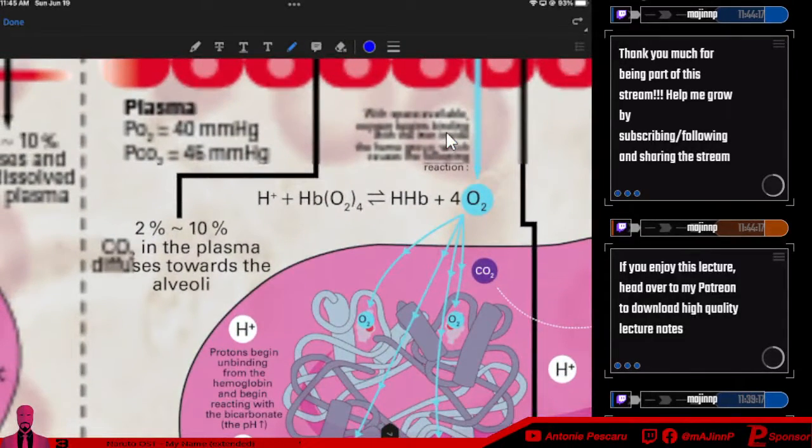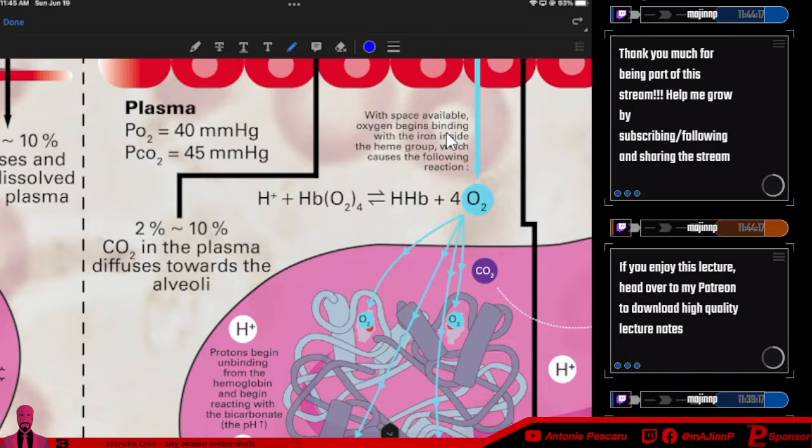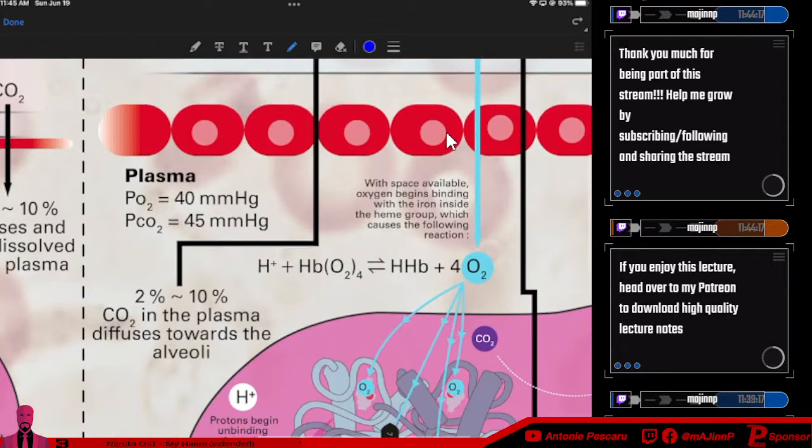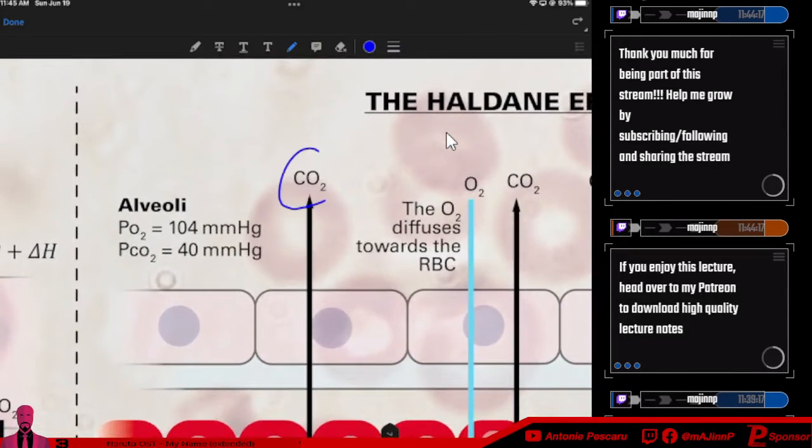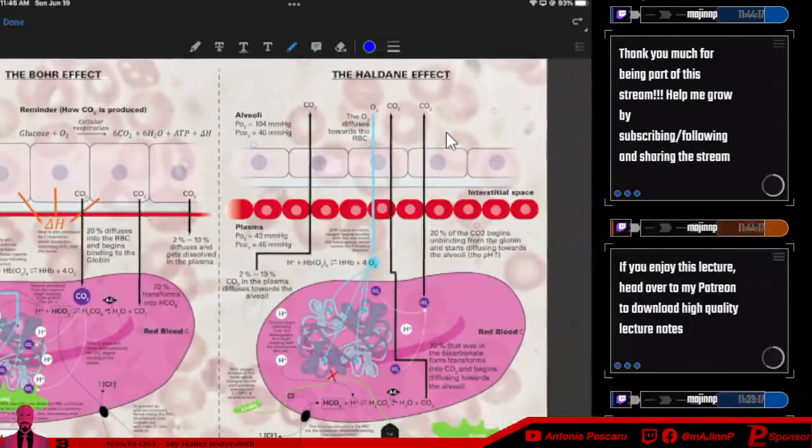And also, it's important to talk about this: the rest is that 2 to 10% of the CO2 inside of the plasma diffused inside of the plasma and mixed with the plasma. There's a specific word for that, but I can't really remember right now. But 2 to 10% of the CO2 available in the plasma diffuses right into the alveoli.